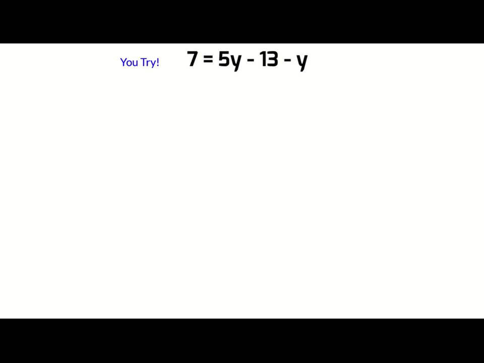Your third U-try is 7 equals 5y minus 13 minus y. Please pause the video and attempt this U-try yourself. When you have finished solving, resume the video to check your answer.